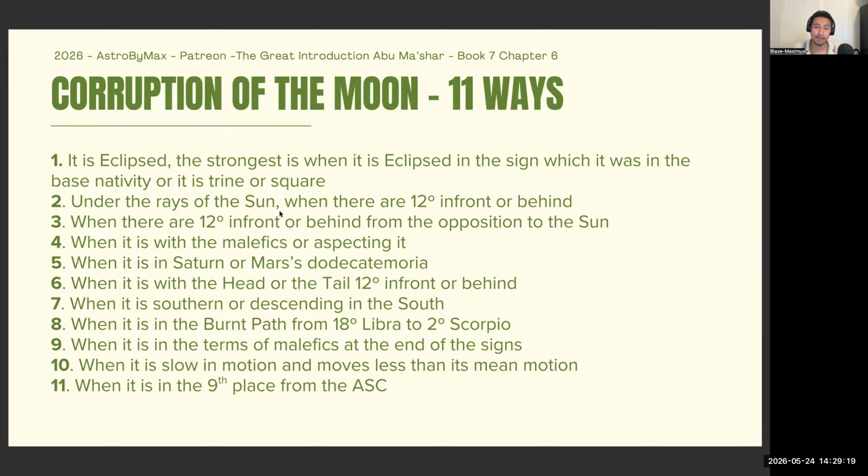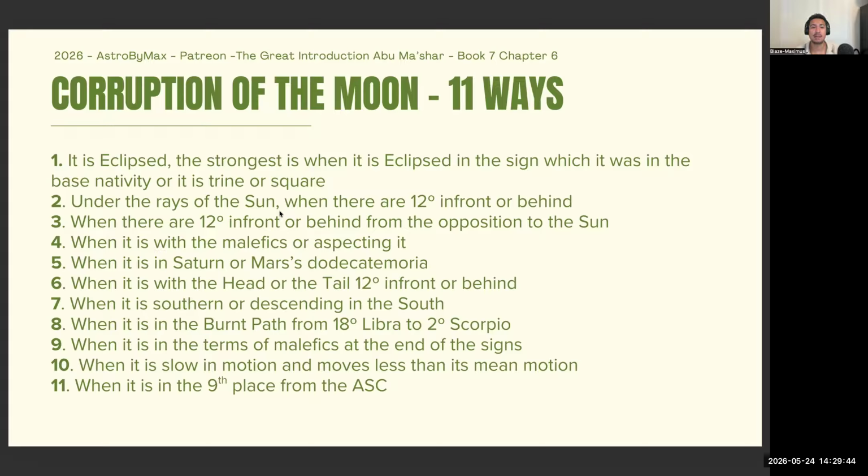And so the corruption of the moon is if it is eclipsed. It is the first one here. And the strongest is when it is eclipsed in the sign it was in the base nativity, or it is trine that, or it is square that. So we're also told to look at a natal consideration here, that the eclipse is in the natal sign of the nativity, of the ascendant especially here. That's notable.